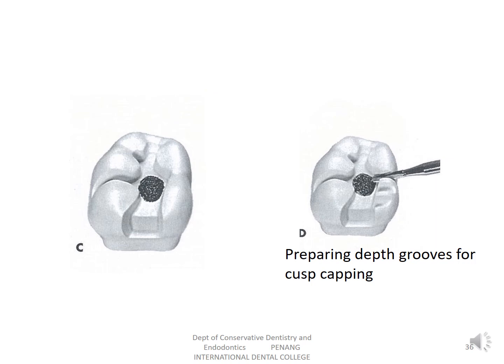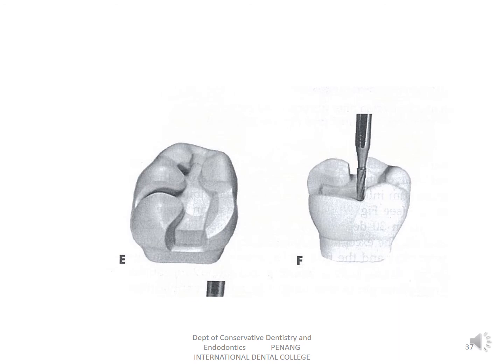The depth orientation groove is usually 1 millimeter for the non-functional cusp and 1.5 millimeters for the functional cusp. In this case, it being a distolingual cusp, it should be 1 millimeter because it is a non-functional cusp. So place the depth orientation grooves. After placing them, carefully join all the depth orientation grooves to have a smooth preparation.